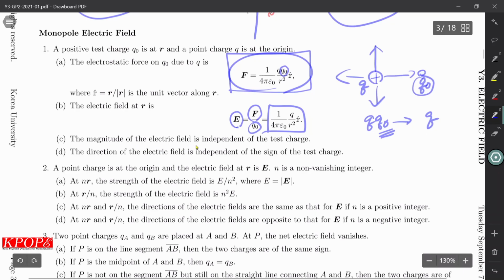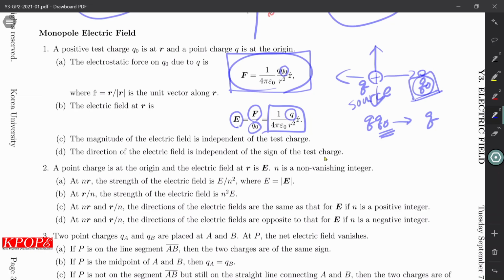The magnitude of the electric field is independent of the test charge. Right. This test charge has been cancelled out, so it depends only on the source charge. This is the source of the electric field. The direction of the electric field is independent of the sign of the test charge, because Q0 is independent of the electric field. It is independent of the amount of Q0 as well as the sign of Q0.